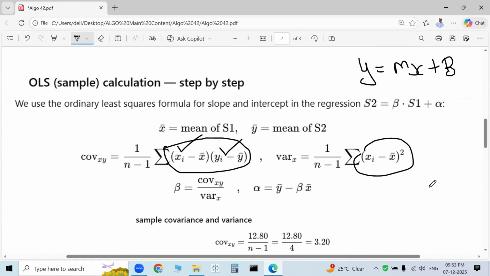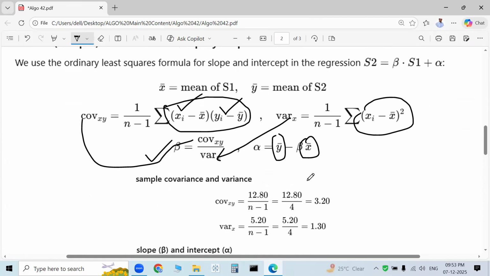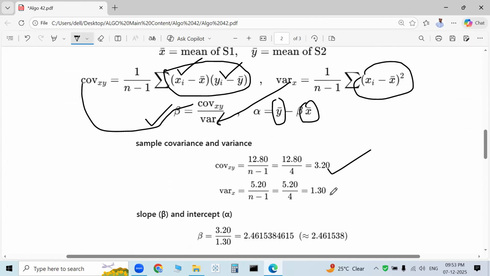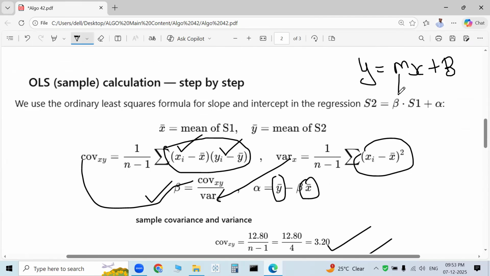And once we get this value, we are going to find out the beta. Beta is covariance divided by variance. And alpha is y bar, that is mean of stock number 2, and x bar is mean of stock number 1. So once we get the covariance and variance, we are going to find out the beta. Beta is the slope of the equation.